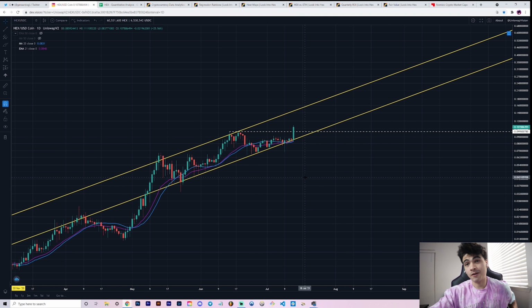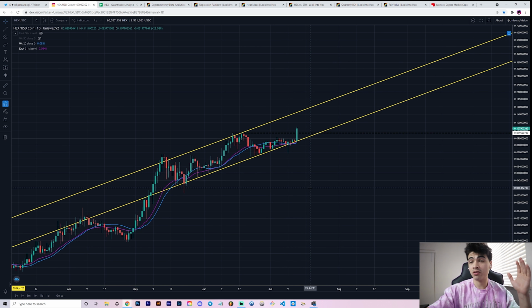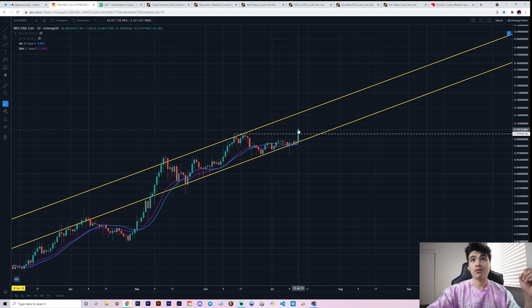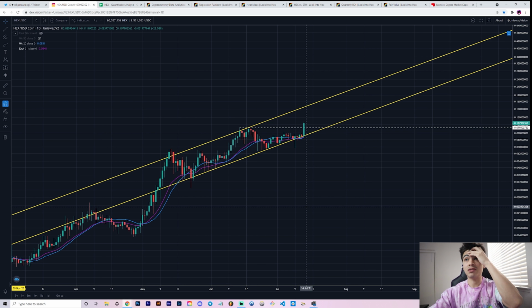And for the first time ever, HEX is holding above 10 cents for a prolonged period of time, which I know it's just a day and we haven't closed our candle, but this looks like a strong candle. We saw it be sold down a little bit and it's just coming right back up, sitting currently at about 10.8 cents. So this is a cool chart to look at.